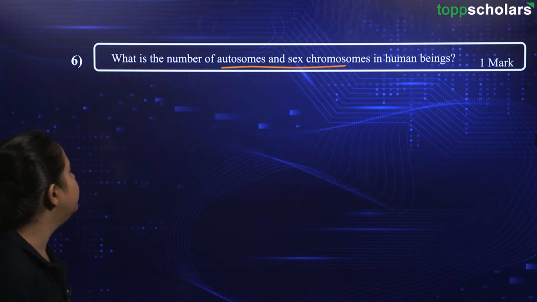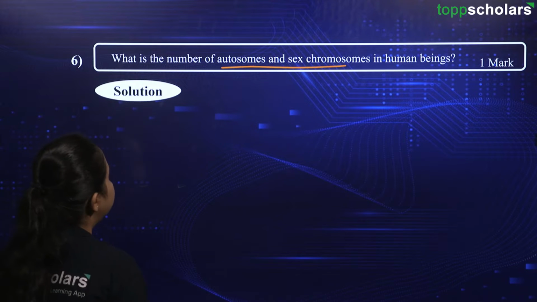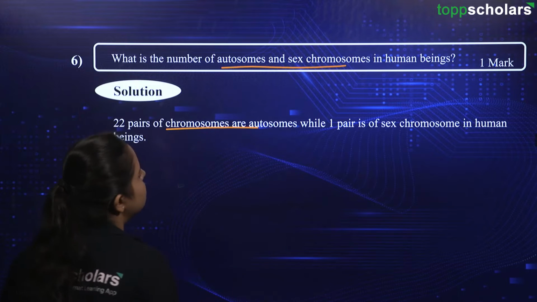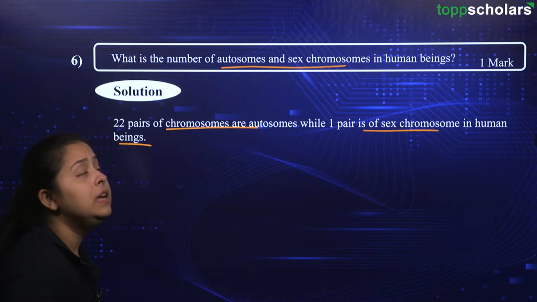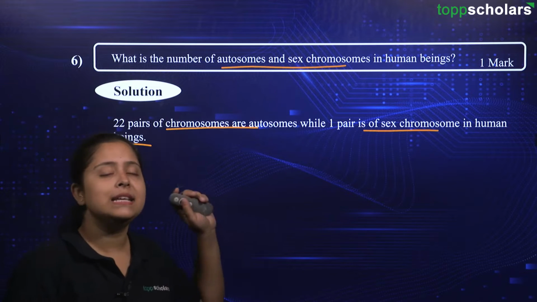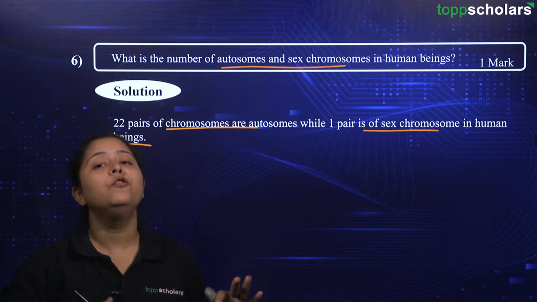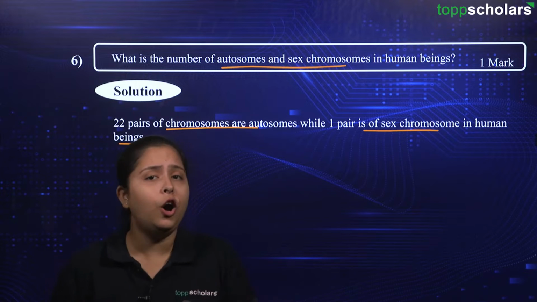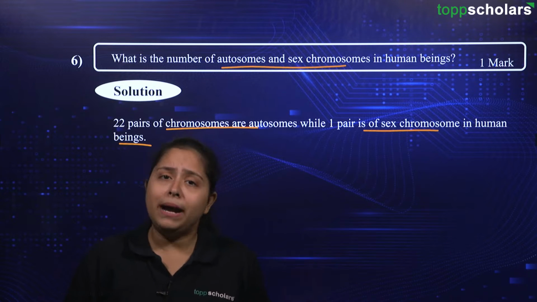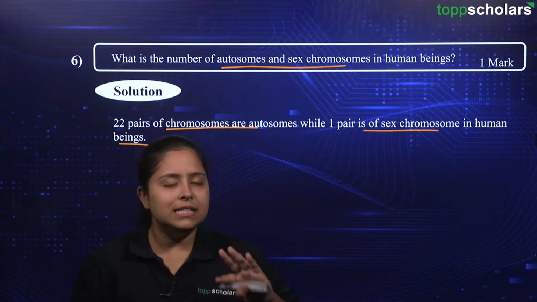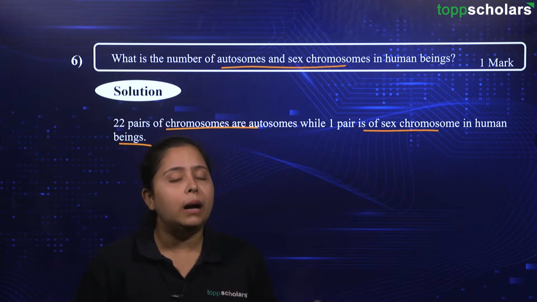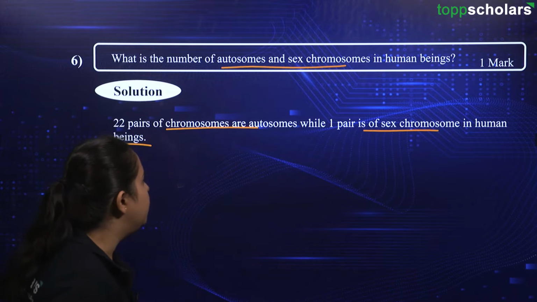So, coming back to the solution part of our question, it says that 22 pairs of chromosomes are autosomes while 1 pair is of sex chromosomes in human beings. Now, this is the case for human beings. Please remember that the number of chromosomes is different for different organisms. A tomato might not have the same number of chromosomes as we human beings. Okay. Similarly, other organisms have a different number of chromosomes present in them.